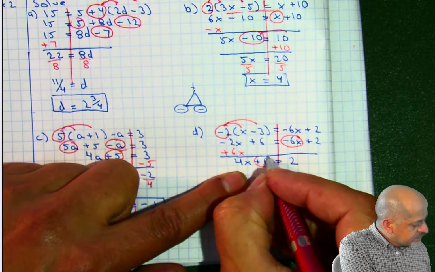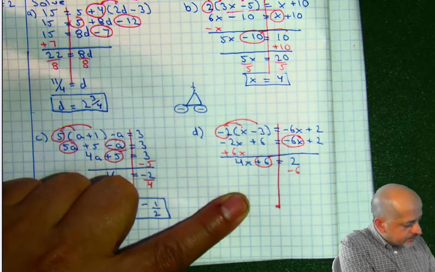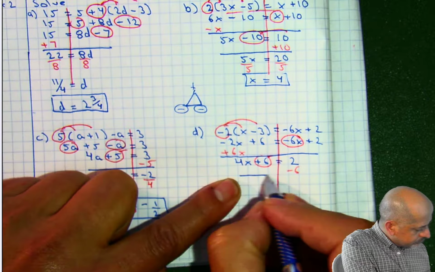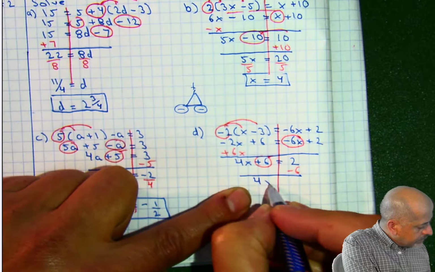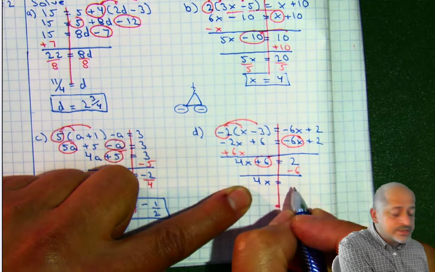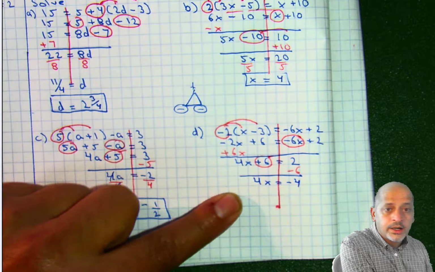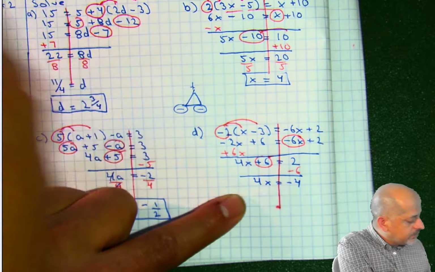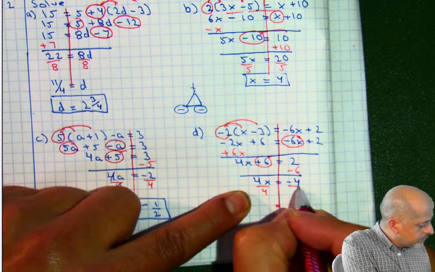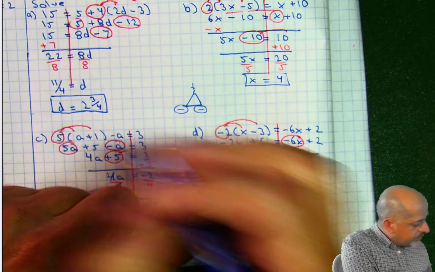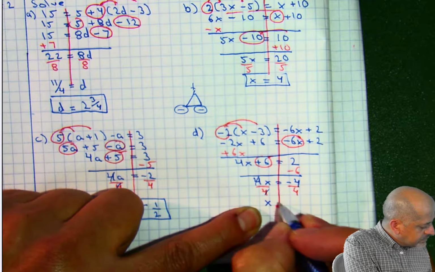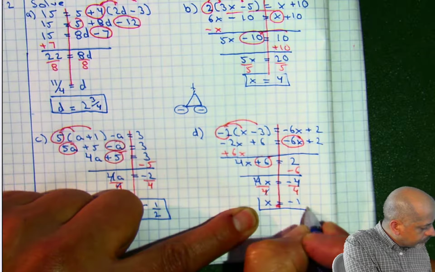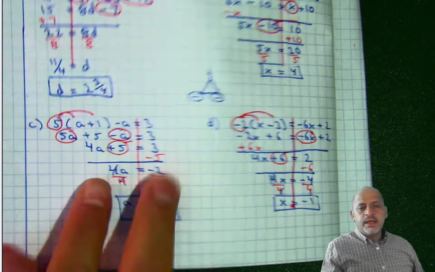The 6. Move the 6 to the right. We can say negative 6. That gives me 4x equals 2 divided by negative 6 will be negative 4. And the last step is to divide by 4. Divide by 4 gives me x is equal to negative 1. Excellent.